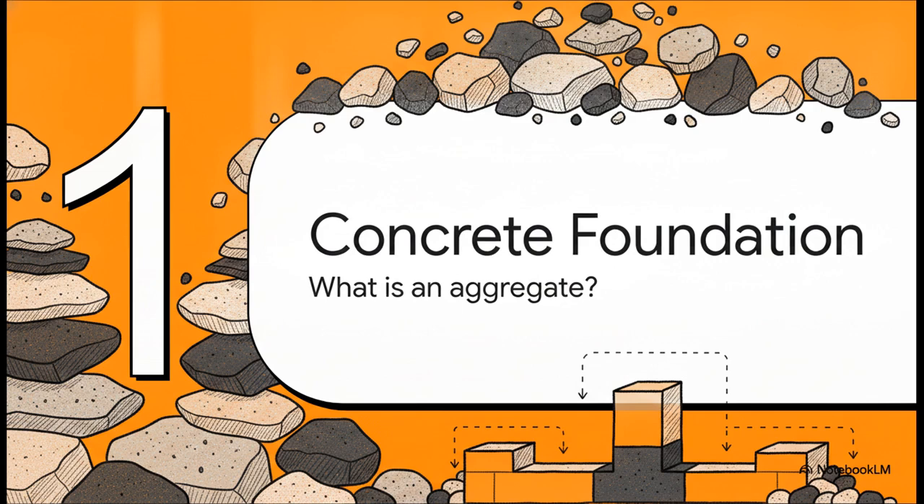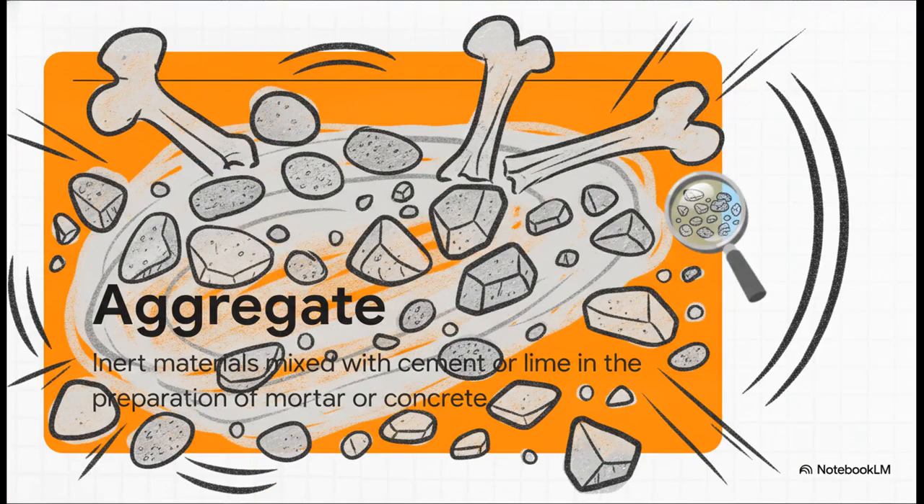What exactly is an aggregate? By definition, an aggregate is simply an inert material mixed with a binding material, like cement or lime, to prepare mortar or concrete. Think of the aggregate as the hard, unyielding skeleton of your concrete, while the cement paste is really just the muscle and glue holding those bones together. It's the aggregate that actually provides the sheer structural mass and handles all those crushing compressive forces.